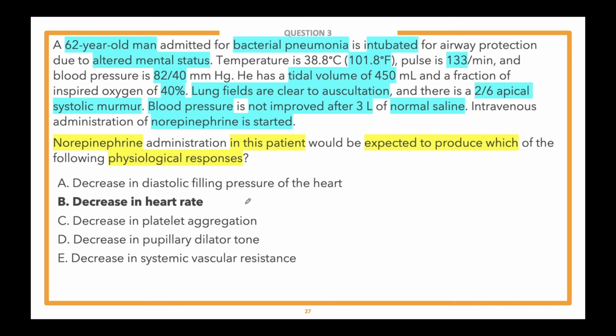And then lastly, answer choice A, decrease in diastolic filling pressure of the heart. Well, we talked about how norepinephrine leads to peripheral vasoconstriction, and that would actually lead to, sorry, an increase of venous return and diastolic filling pressure. So that would actually be the opposite as well. So the best answer choice here is B.